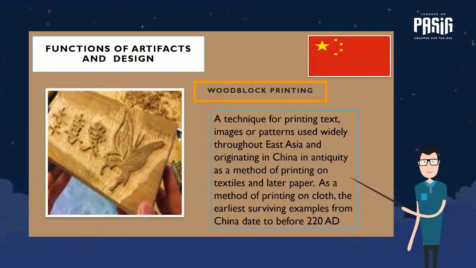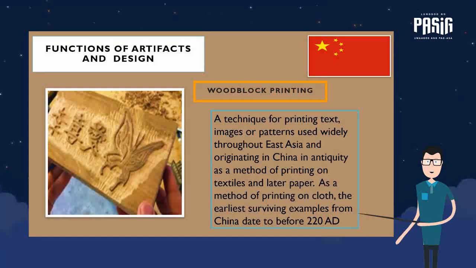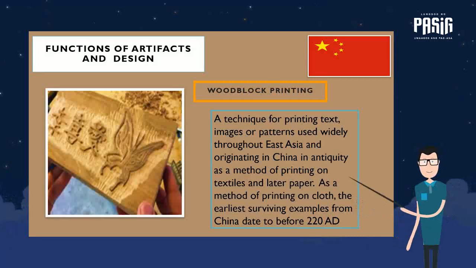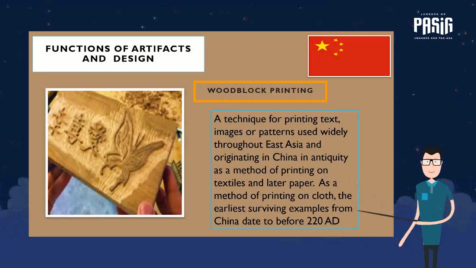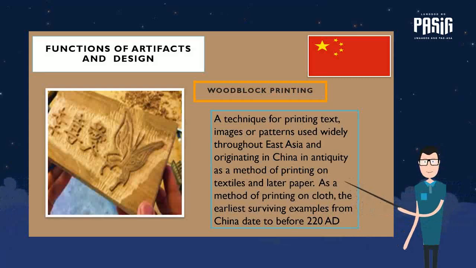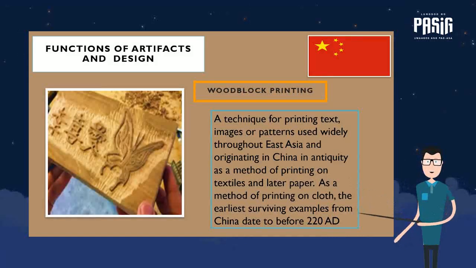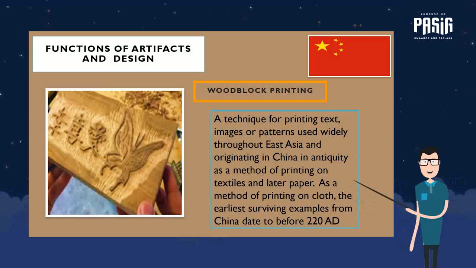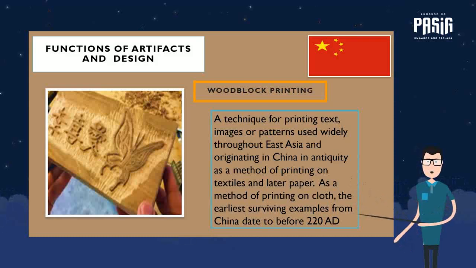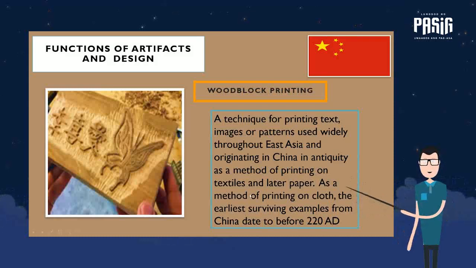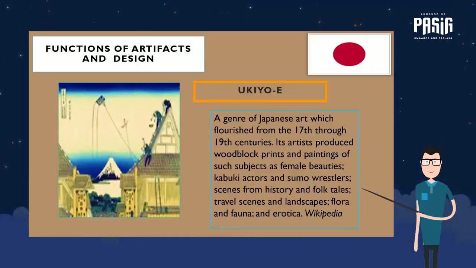In China, this is a technique for printing text, images, or patterns used widely throughout East Asia and originating in China in antiquity as a method of printing on textiles and later paper. As a method of printing on cloth, the earliest surviving example from China date to before 220 AD. That is woodblock printing. Let's have ukiyo-e, a genre of Japanese art which flourished from the 17th through 19th centuries.